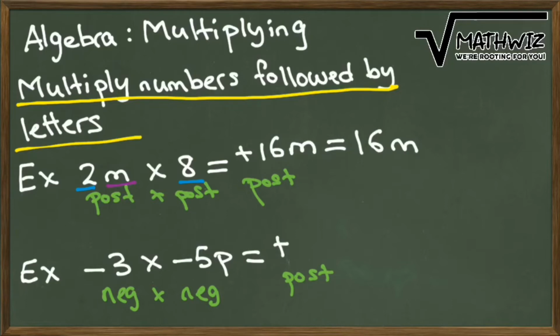We then want to multiply the numbers. So 3 times 5 is going to give us 15. And then the p has no other letter that it is being multiplied by. So we simply put back p. So minus 3 times minus 5p gives us positive 15p.